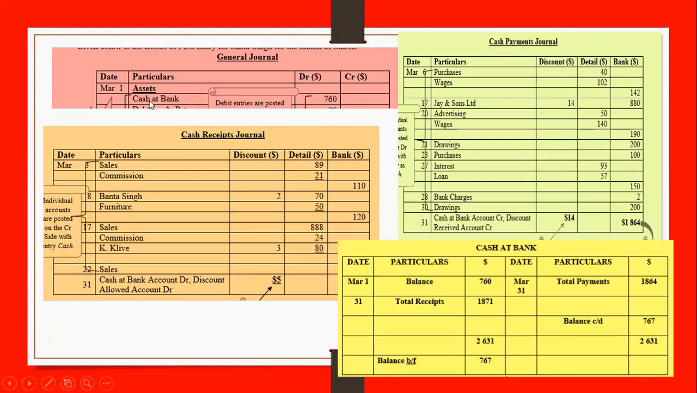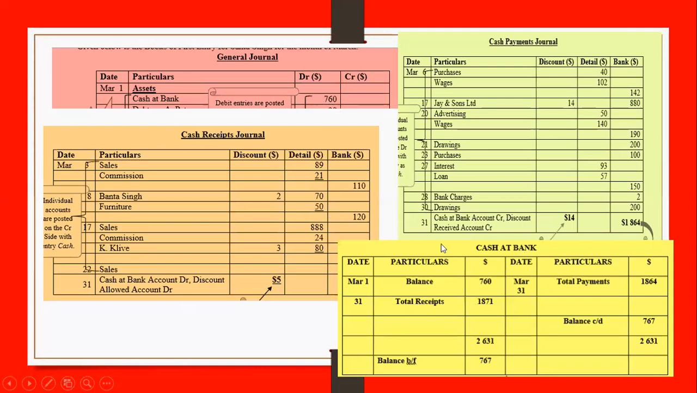The entry in the general journal is cash at bank. Follow my cursor. On the debit column, I can see there is $760. Are you with me? Yes, madam. Cash at bank, debit column, 760. Let us post this cash at bank that appears in the general journal to our cash at bank ledger account. Same side posting.